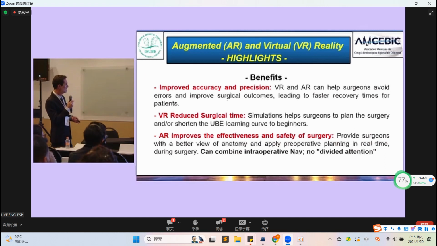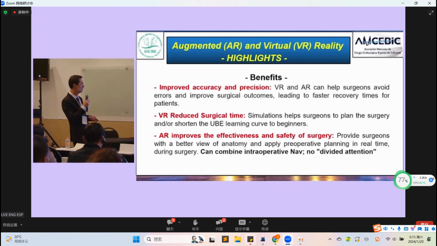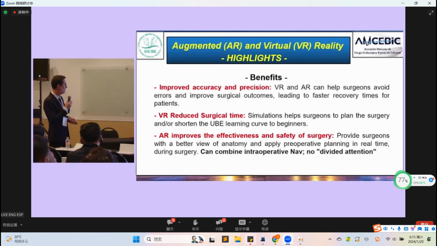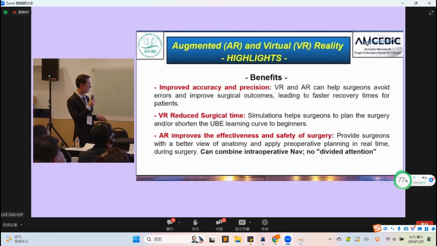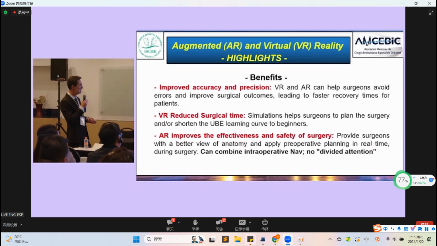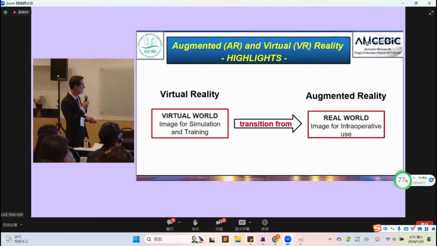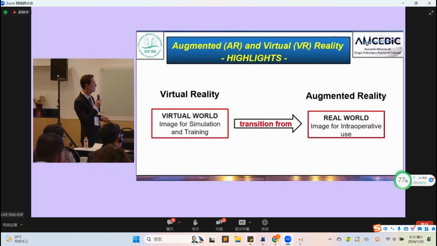The benefits: it helps the surgeon avoid errors and improve surgical outcomes, provides the surgeon with a better view of anatomy, and applies preoperative planning in real time. We make a transition from the virtual world to the real world, okay?